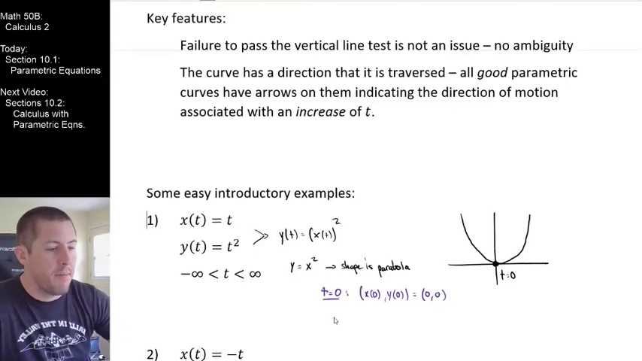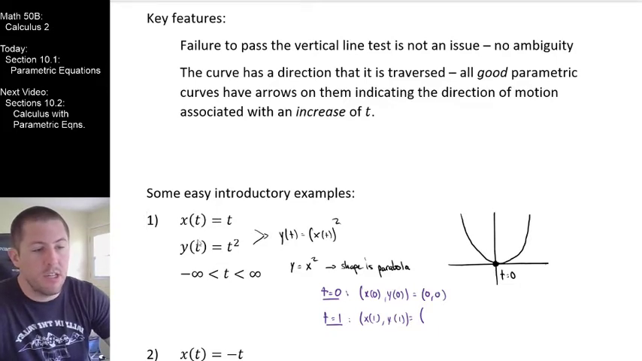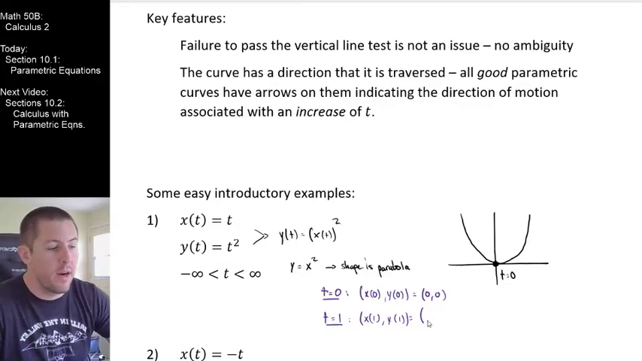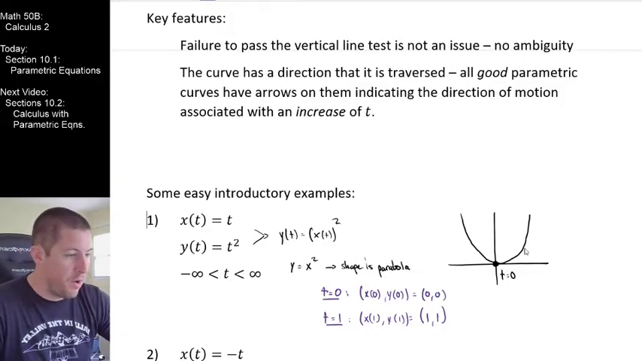And I could play the same game again, and we could say, all right, what's going on at time 1? And here, x of 1, y of 1 is going to be, if I plug in 1 for t into each equation, I'm going to get 1 and 1 squared, which is just 1 and 1. So it seems to me like I know that right here at 1, 1, this is me at time 1.